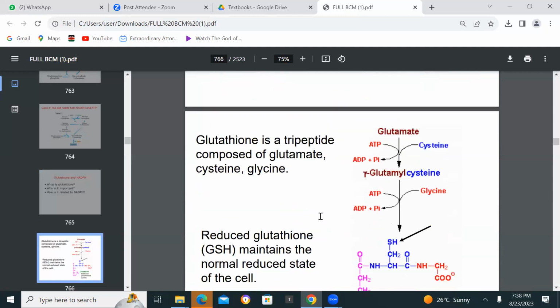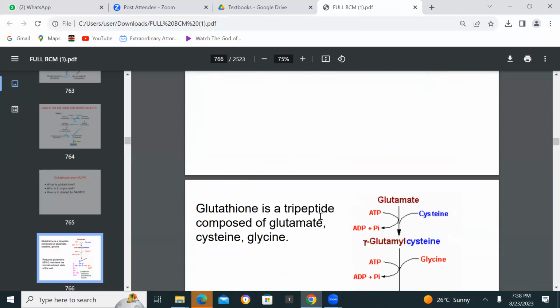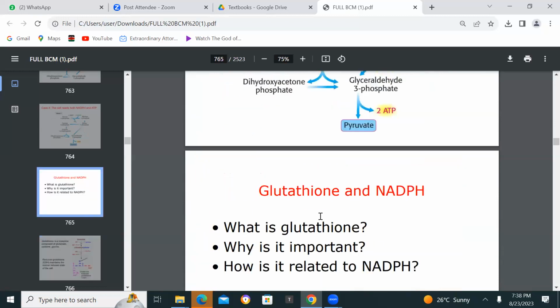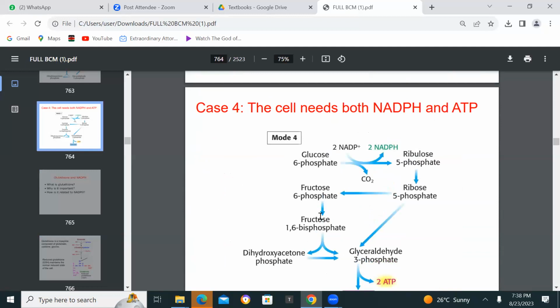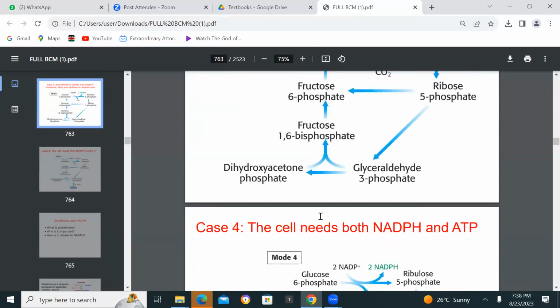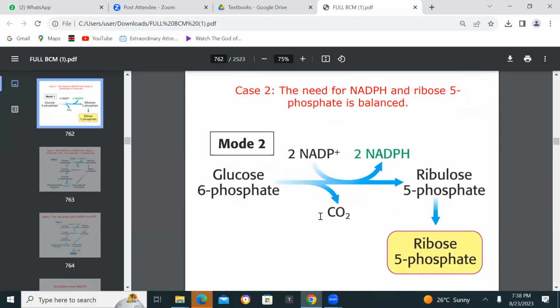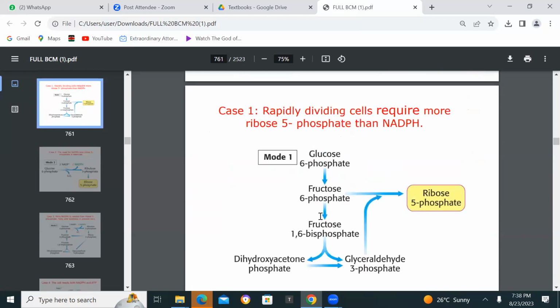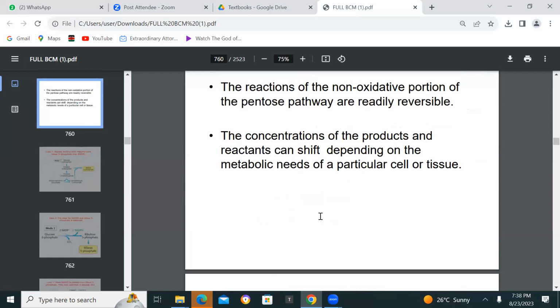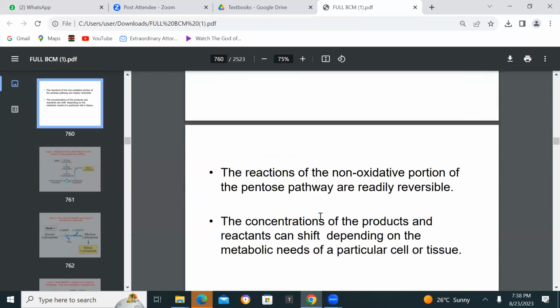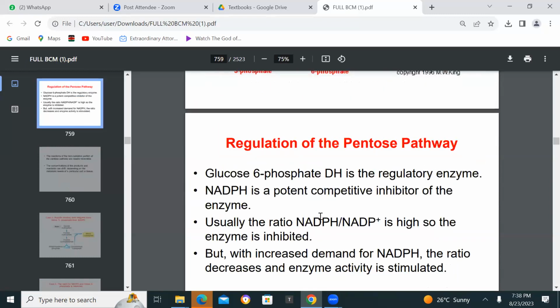Seraphine, could you scroll a bit up where there was something about the ratio of NADH? I saw it briefly on the notes. The ratio of what? I think NADPH to NADP. Yeah, there.